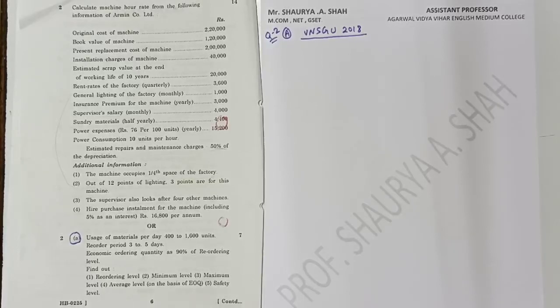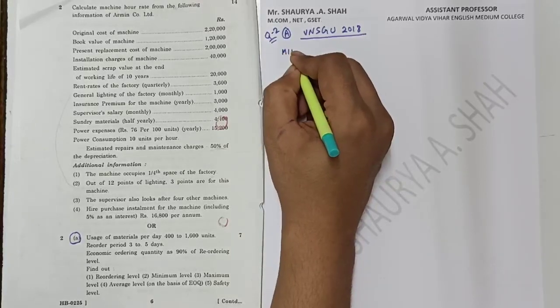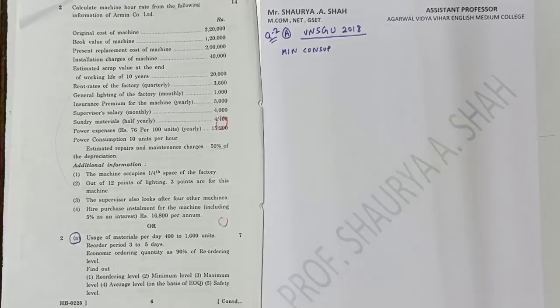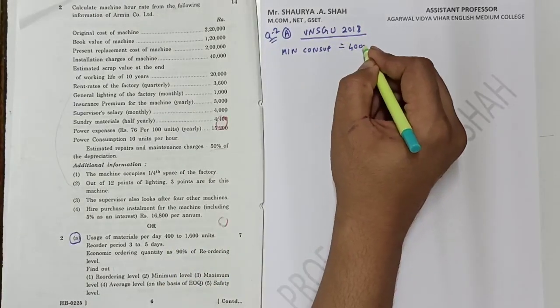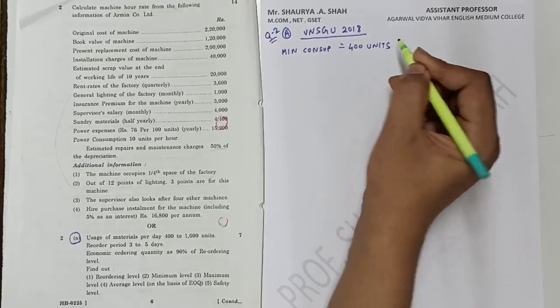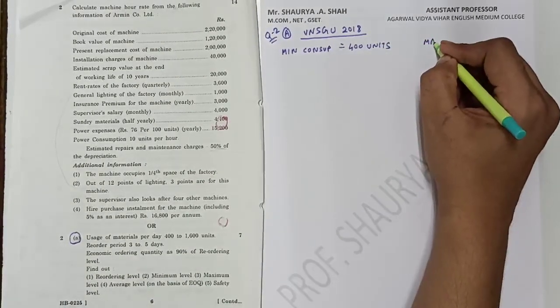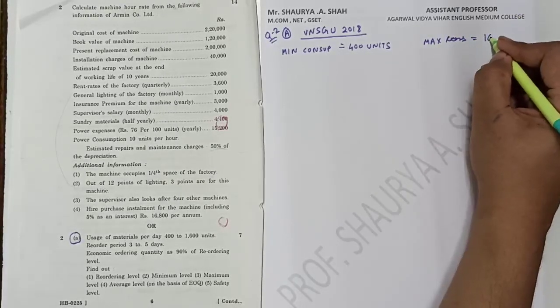So from this information I can make out the particulars you need for the sum. Minimum consumption, I can say, is 400 units. This is per day data given, students. Minimum consumption is 400 units. Maximum consumption, I can say, is given, that is 1600 units.